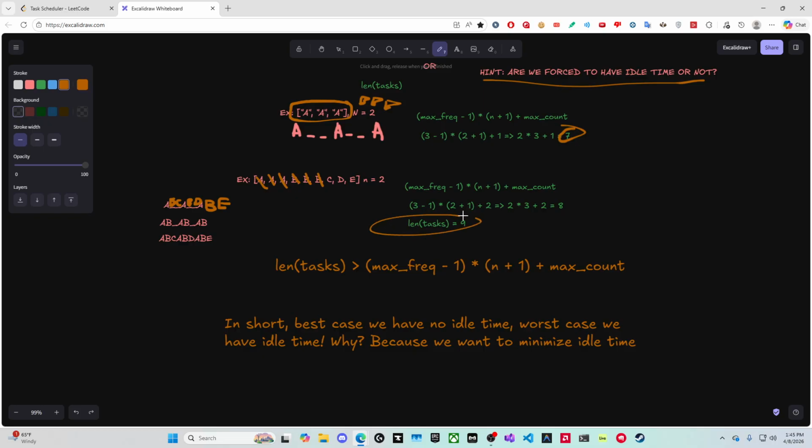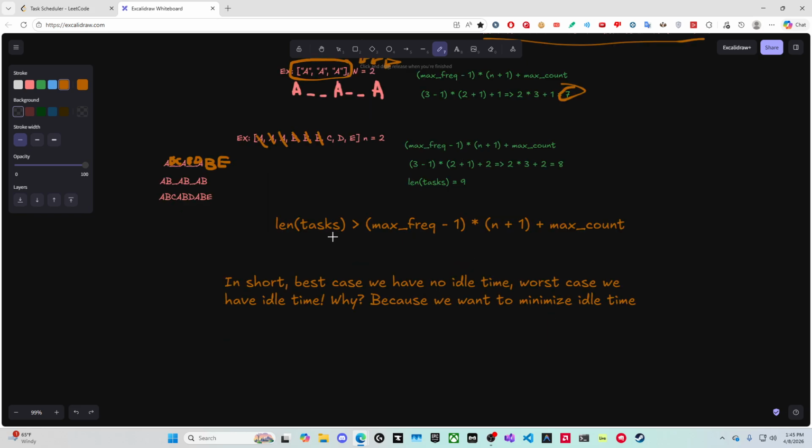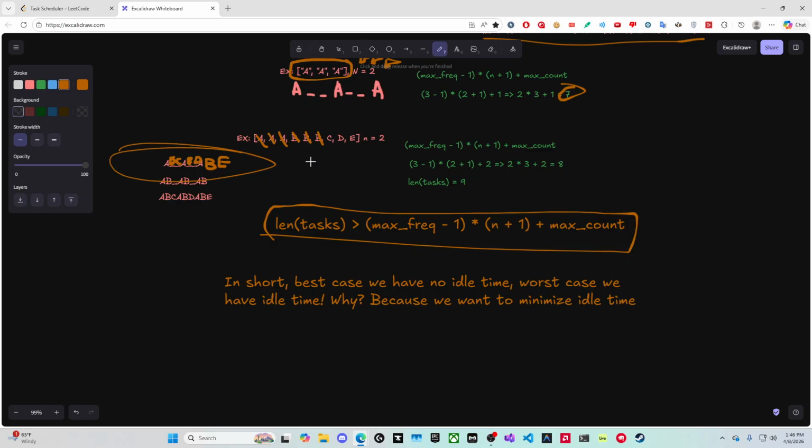So whether you use this formula or this formula is actually dependent on whether you have idle time. So, this is actually the bigger number in this particular example, right? So, in short, in the best case, we have no idle time, and in the worst case, we do have idle time, right? So, we want to minimize the idle time, right? So in this case, we actually don't really have idle time. So the correct answer is actually 9, not 8.